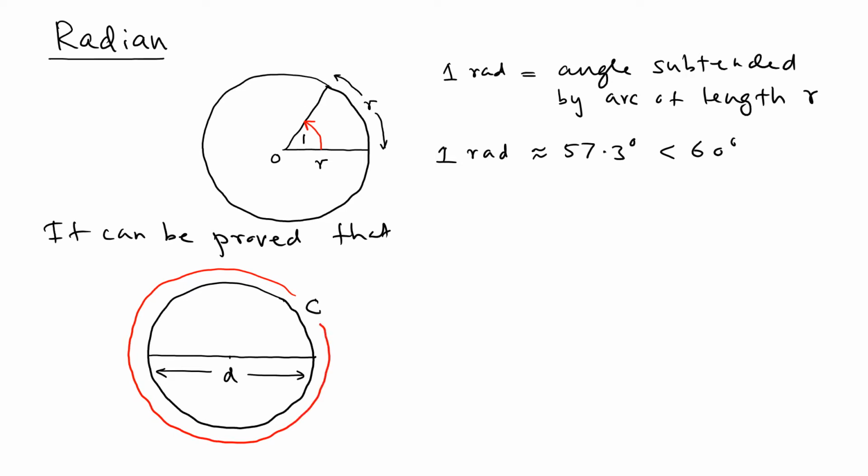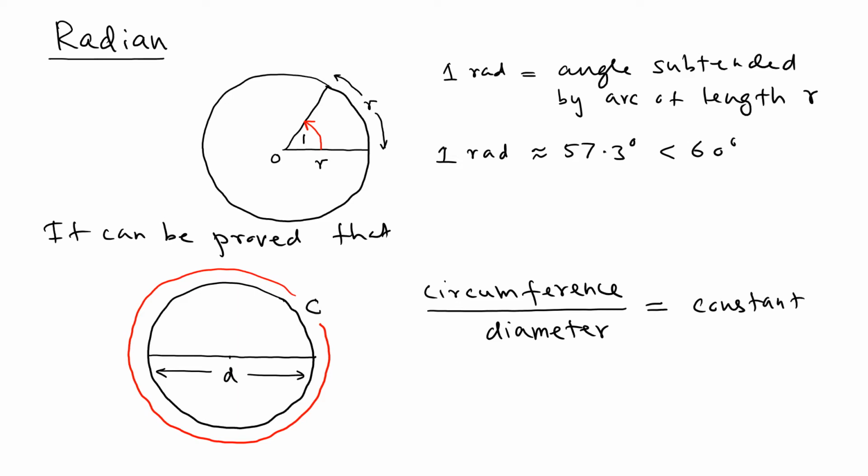And this is true for any circle. If you look at the ratio between the two, the circumference to the diameter, you can prove from geometry that this ratio is a constant. If you draw any circle, measure the circumference, and divide by the diameter, you can prove that this ratio between the circumference and the diameter is a constant.